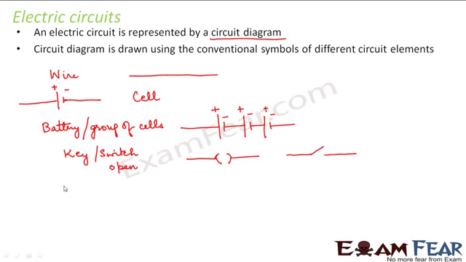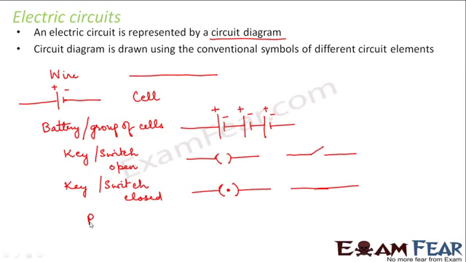The switch is off. Now if you want to represent a key or a switch which is closed, then you represent it with a dot. And this one you represent like this. That means the key is closed. You have pressed it. That is what it means. Right? So this means the switch is off. This means the switch is on.